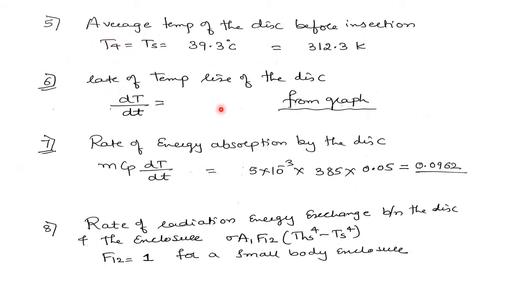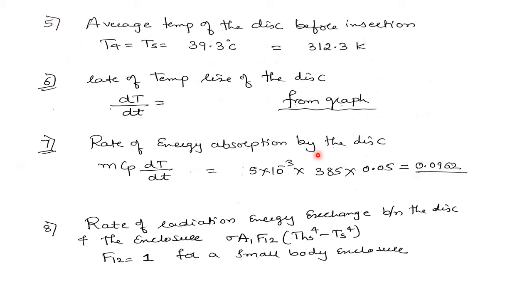Next, this is the same reading we have taken here. The rate of temperature rise of the disk, that is dT by dt, the change in temperature divided by the change in time, this value we will calculate from the graph. At the end I will show you how this value is calculated. The rate of energy absorption by the disk is given by the formula m into Cp into dT by dt, where m is the mass of the copper specimen, 5 into 10 to the power minus 3, and the specific heat of the copper specimen is 385 joules per kg Kelvin. This dT by dt value is 0.05, taken from the graph. I will show you at the end of this slide how we have taken this 0.05 value.